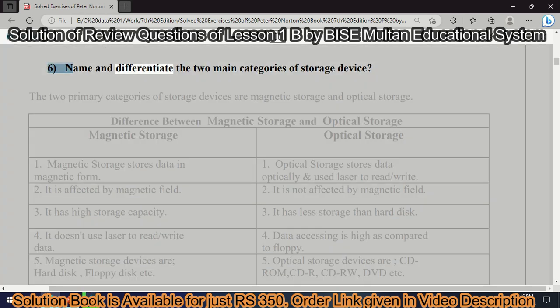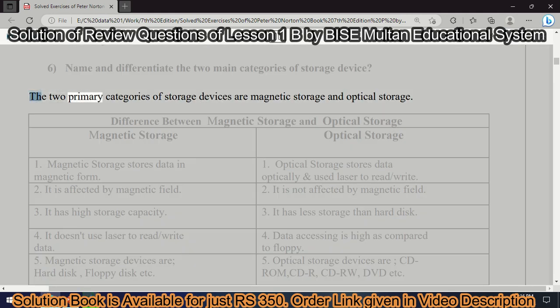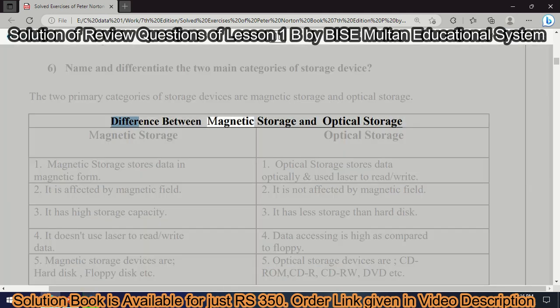6. Name and differentiate the two main categories of storage device. The two primary categories of storage devices are magnetic storage and optical storage. Difference between magnetic storage and optical storage. 1. Magnetic storage stores data in magnetic form. Optical storage stores data optically and uses a laser to read and write. 2. Magnetic storage is affected by magnetic fields. Optical storage is not affected by magnetic fields.